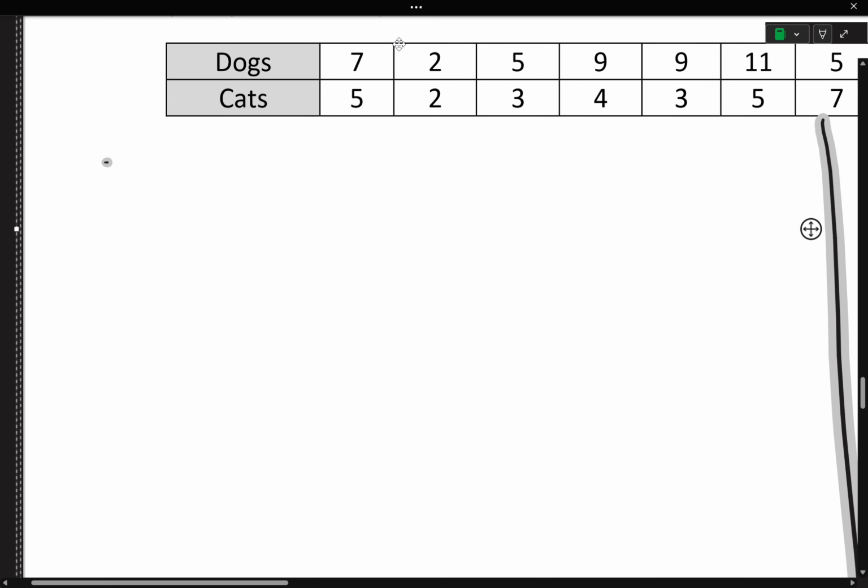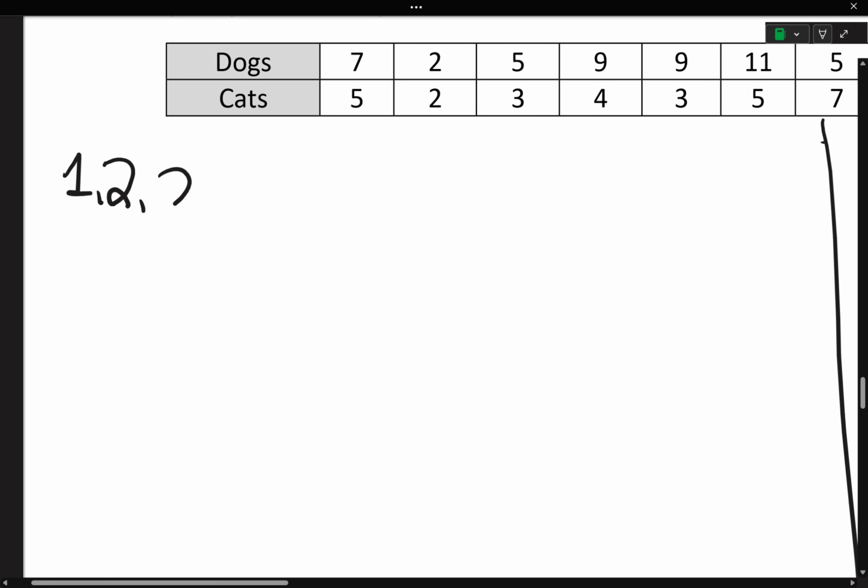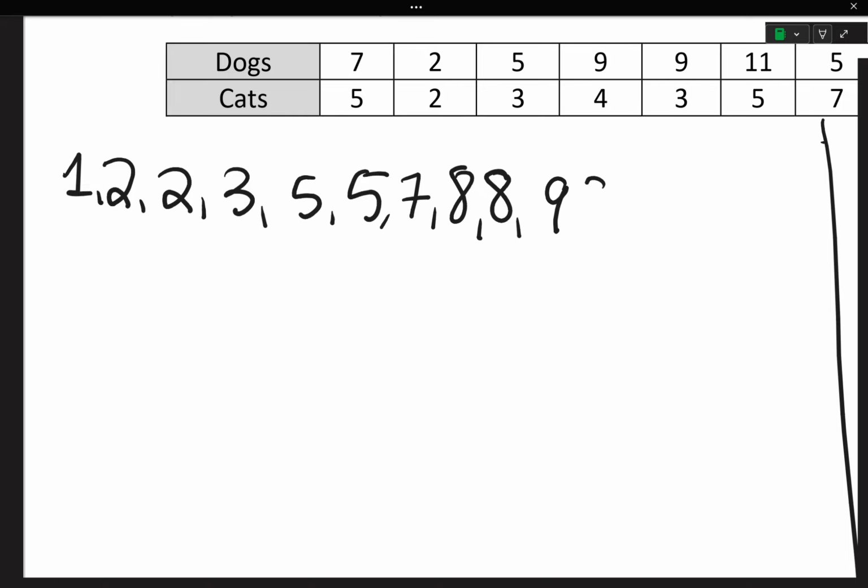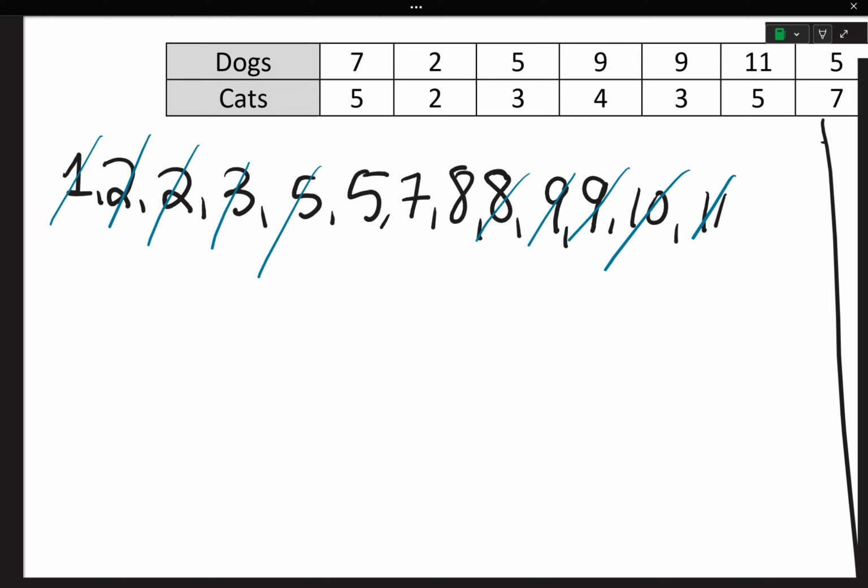All right, dogs. 1, 2, 2, 3, 5, 5. Oh, that's ugly. That's not a comma. 7, 8, 8, 9, 9, 10, 11. All right. In order to find IQR, we need Q1 and Q3. So first, let's find the median. We don't need the median, we just need to know where it is, so we know not to use it when we're looking for the first and third quartile. Okay, let's find Q1.